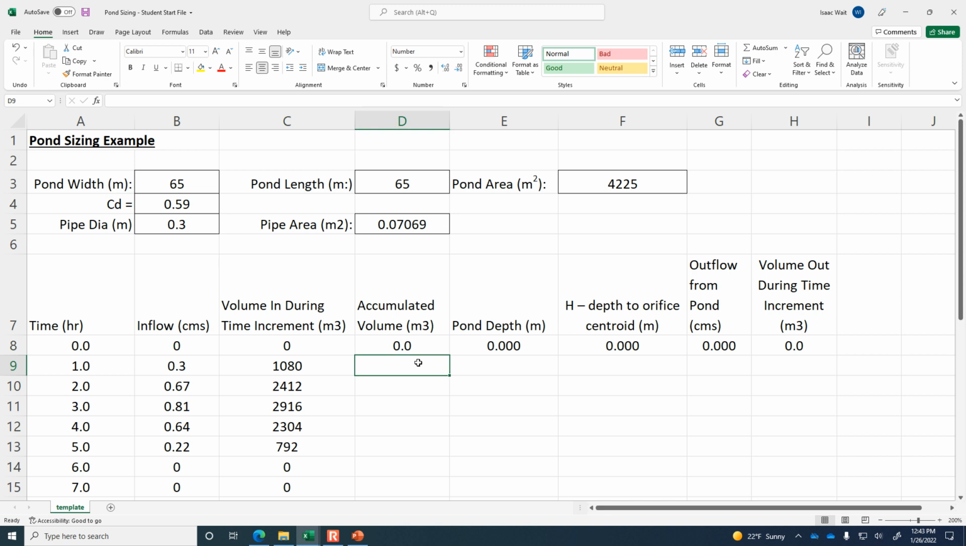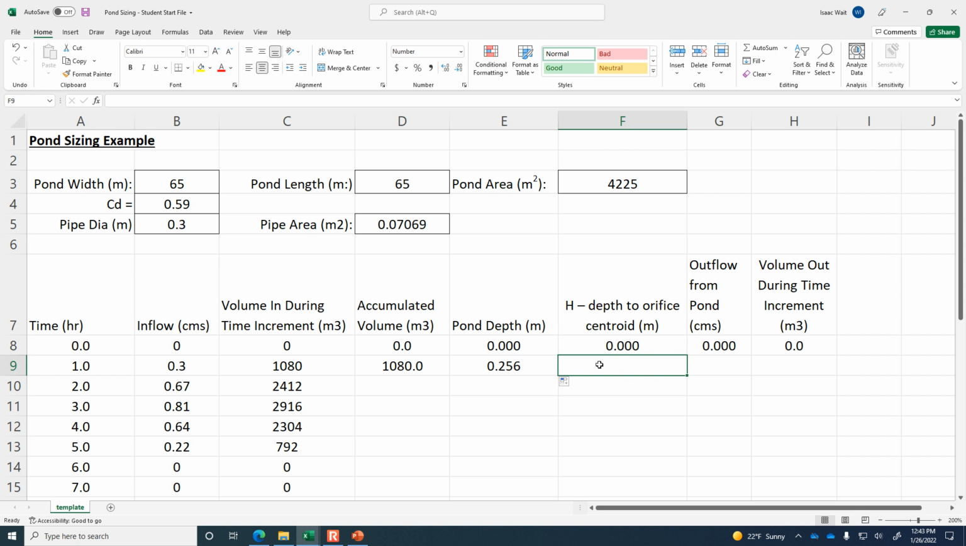Okay, so the accumulated volume after 1 hour is just what has flowed in. So the accumulated volume is going to be this 1080. So what's the depth at that time? I can drag this down because I had it in the previous slide. So the depth of the water is 0.256.